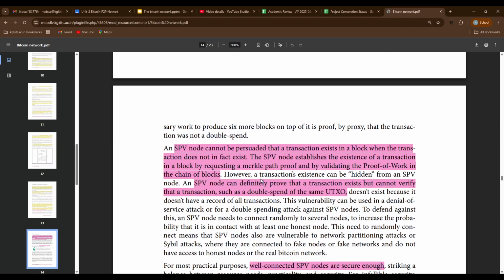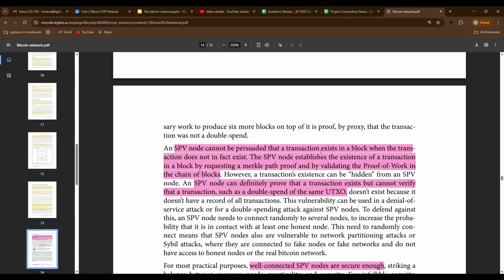Moving on to some more points about SPV. An SPV node cannot be persuaded that a transaction exists in a block when the transaction does not in fact exist. If it is not there, you cannot say that it is there.